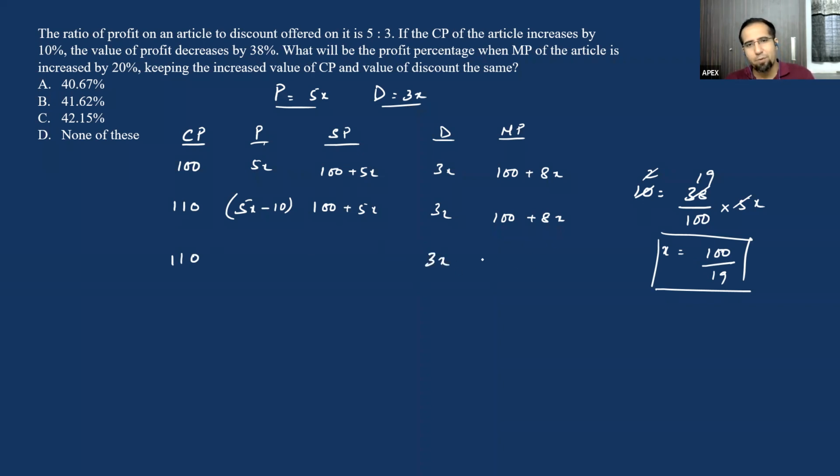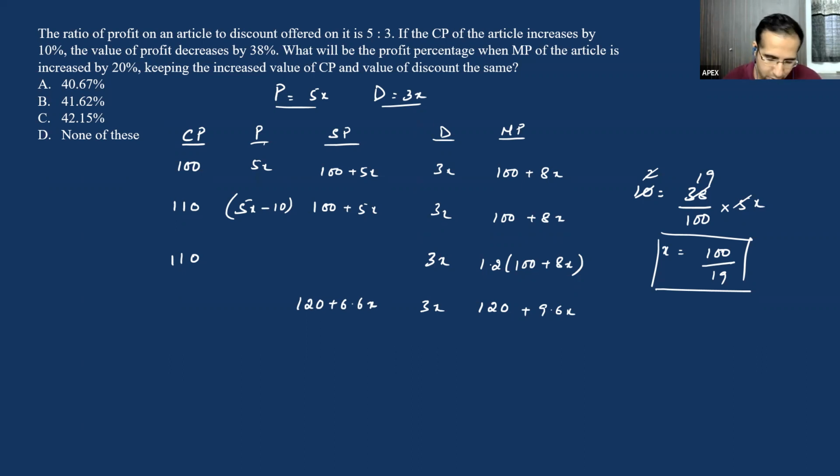Mark price increases by 20%. That becomes 1.2 into (100 plus 8x). So the revised number would be 120 plus 9.6x. There is a discount of 3x. That means 120 plus 6.6x should be your selling price. Now we can replace the value of x in calculator. I think for this question, you will need calculator for sure. So let me also take out the calculator and calculate it.